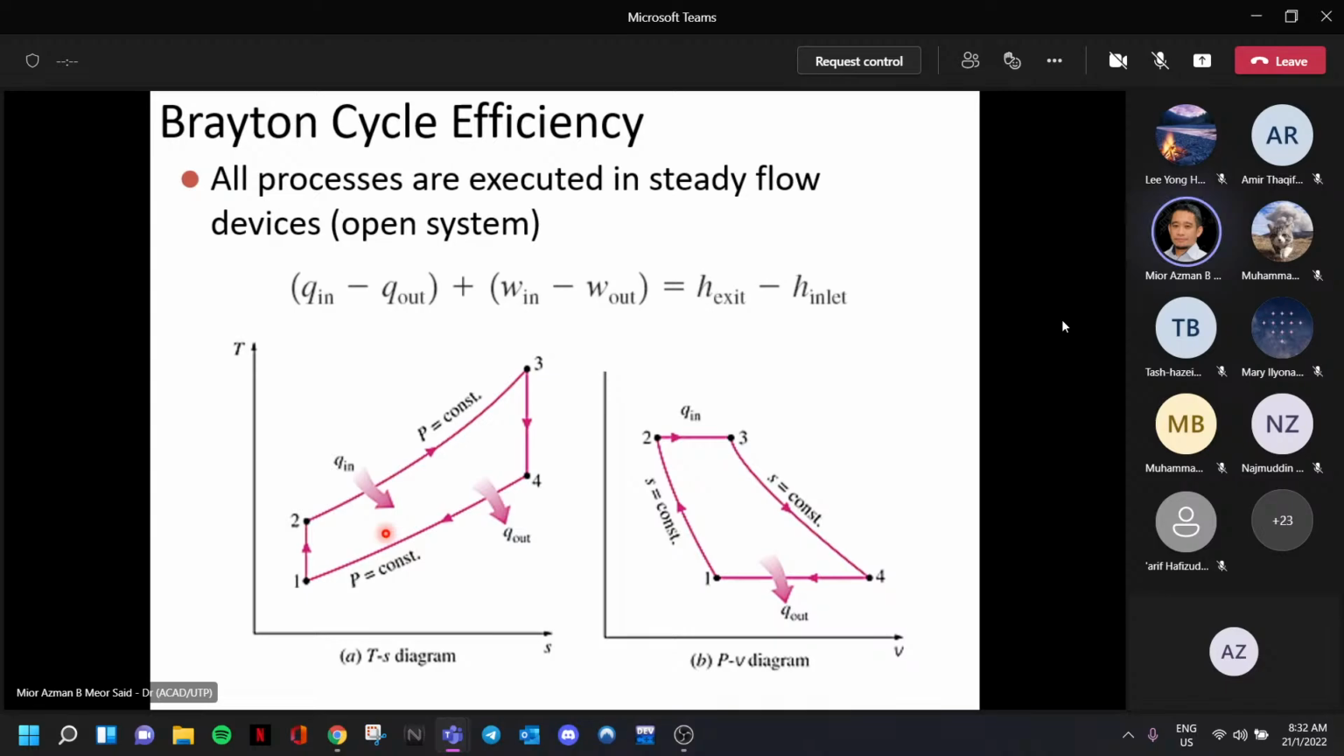Okay, so any question on this cycle? All right, so once you see this cycle, I think this is quite familiar to you, right? So yeah, you can solve this based on your approach in your Thermodynamics 1.